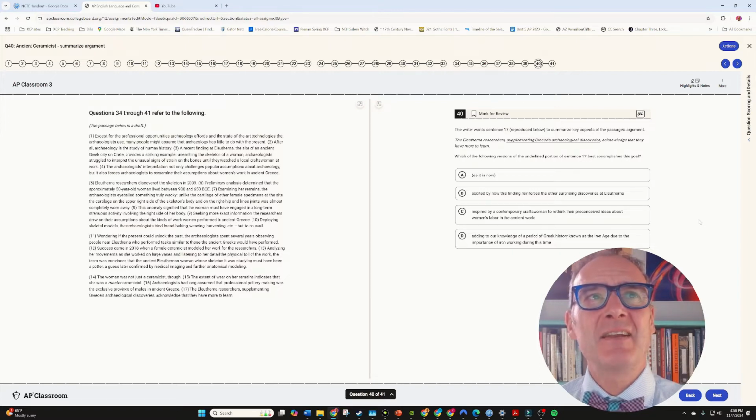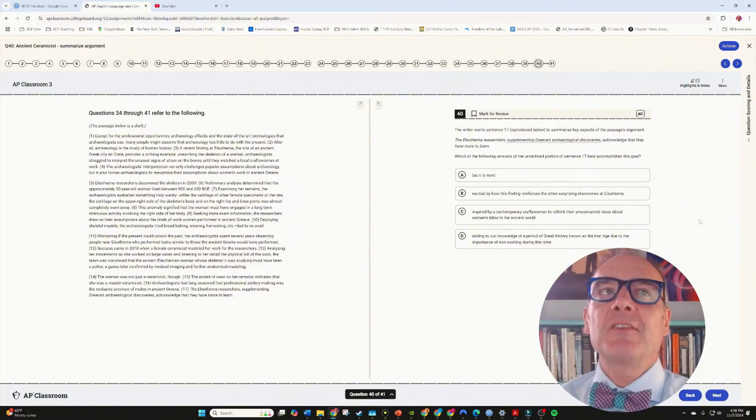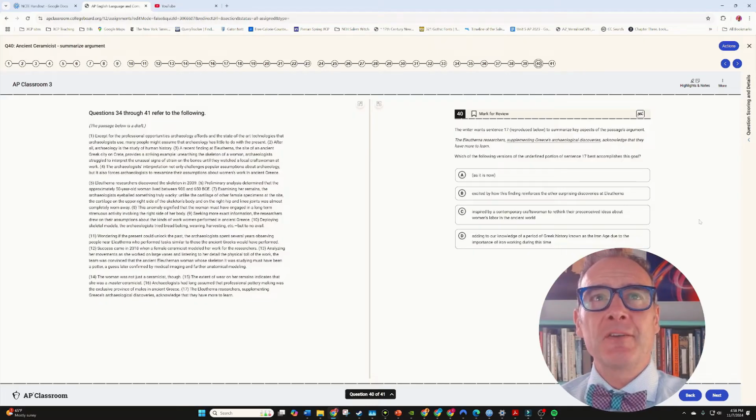B, excited by how this finding reinforces the other surprising discoveries at Lutherna. I would not say that this one helps me because there are no other discoveries from Lutherna that are really mentioned here. C, inspired by a contemporary craftswoman to rethink their preconceived ideas about women's labor in the ancient world. Wow. I haven't read option D so far, but C sounds pretty good right now. Because this passage is about women's labor in the ancient world, because it's about them being potters. And it also has to do with the contemporary craftswoman because that's how they figured out that it was a potter.